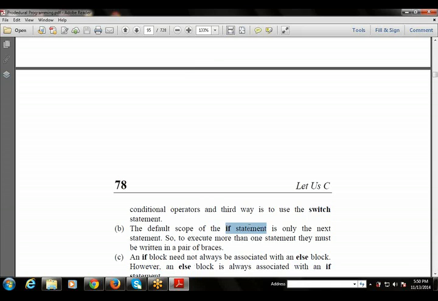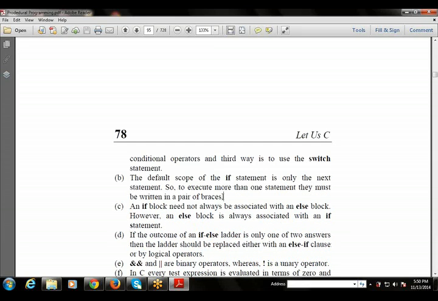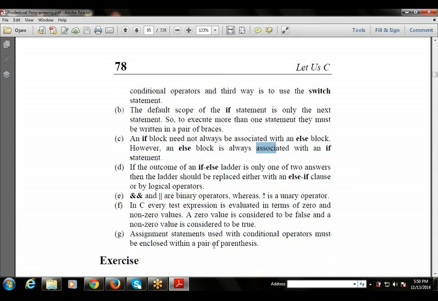The default scope of the if statement is only the next statement. So in order to execute more than one statement, they must be written in a pair of braces. An if block need not always be associated with an else block. However, an else block is always associated with an if block. So this is the summary.